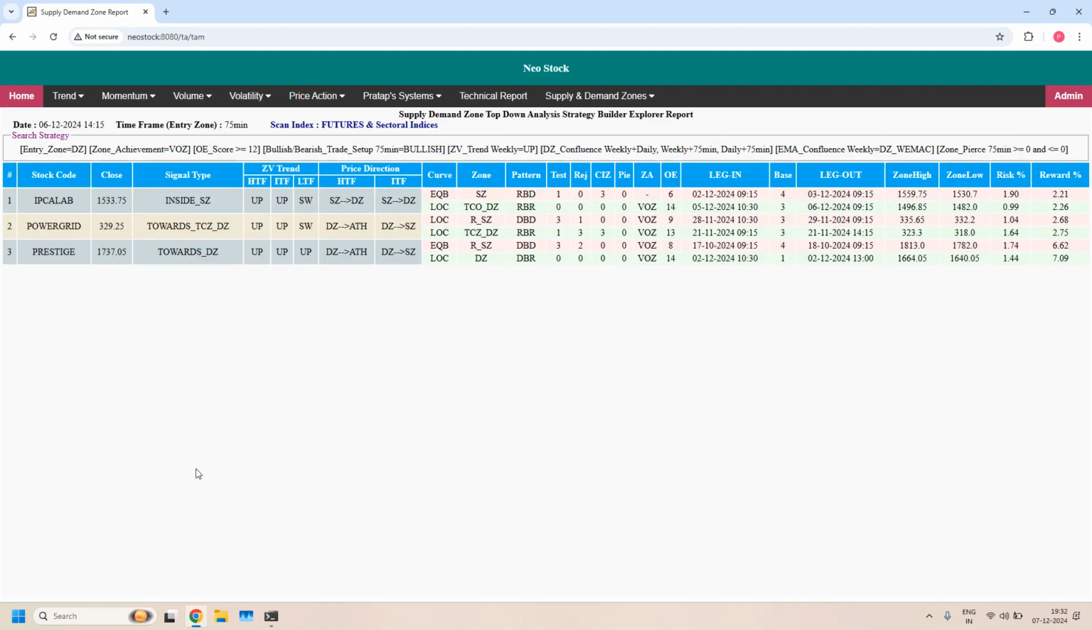We got 3 stocks. In all the 3 stocks weekly trend is up, and in all the 3 stocks weekly demand zones are having weekly EMA confluence. In all the 3 stocks the 75 minutes entry zone together with the daily zone is part of the weekly zone. That is what zone confluence is. That's why these 3 are even more high probability trade setup supported stocks.